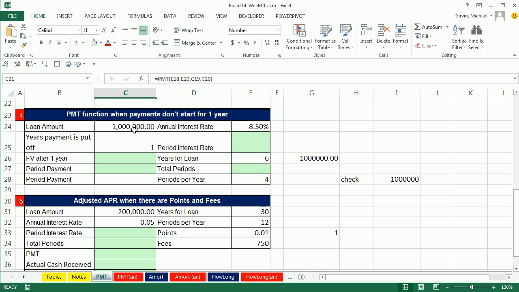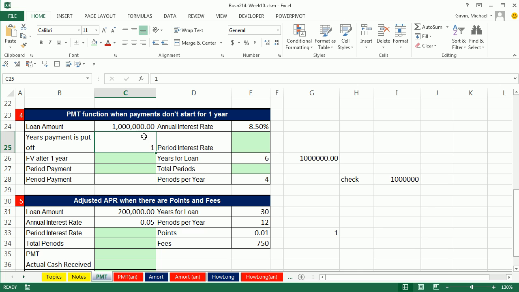All right, so this example, we're a corporation. We go out and borrow $1 million. The annual interest rate is 8.5%. We're going to do it for 6 years. And there's 4 periods per year, so we're paying quarterly. Now, here's the thing. We're going to put off paying any payments for 1 year.